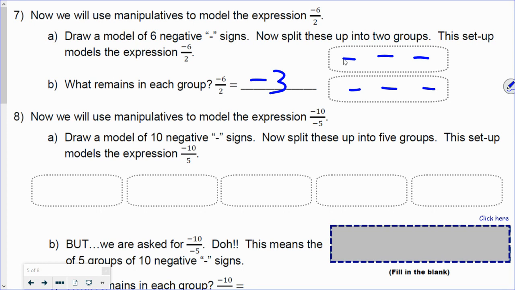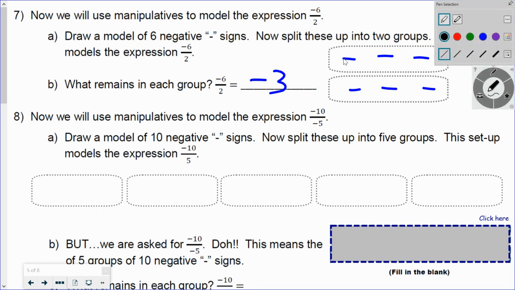Okay. So what if we have 2 negatives? Okay, this is supposed to be a negative 5 right here.